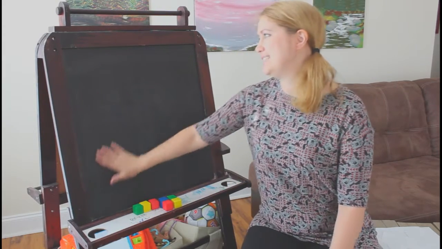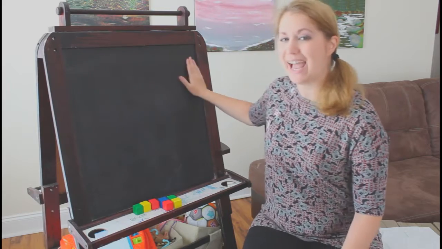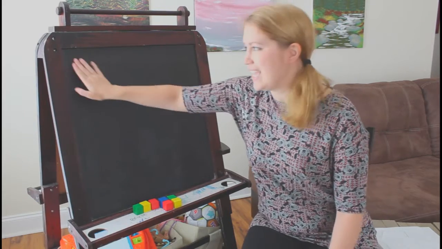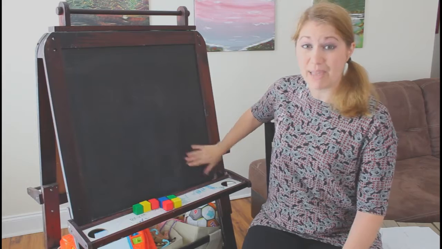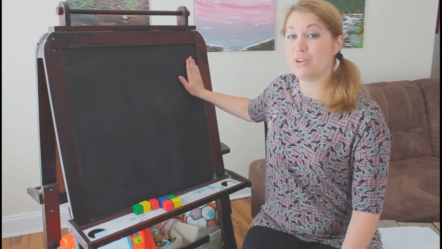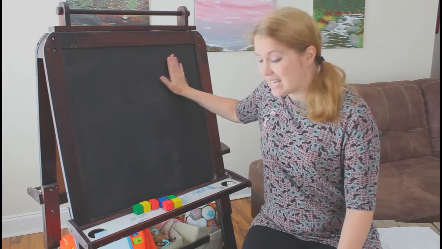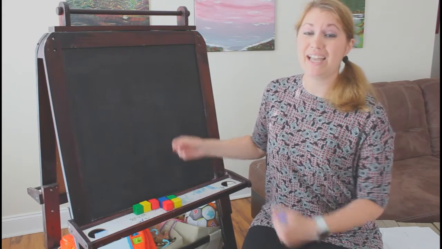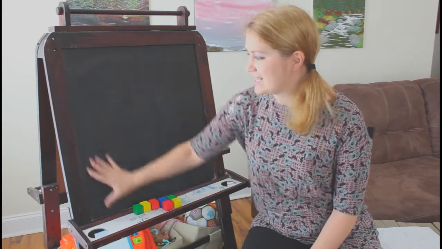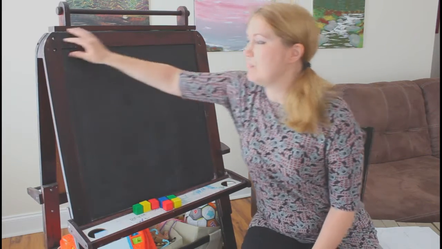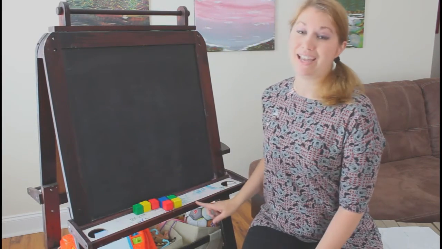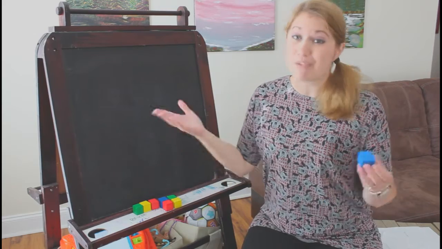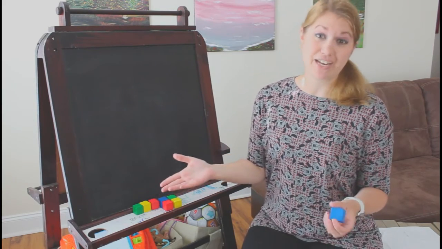If I wanted to know exactly how much space I had to write on this board, exactly how much space this chalkboard took up, that is the inside of a shape. So that is the area. The area is the inside. The perimeter is the outside. Three-dimensional shapes have a perimeter and they have an area too.